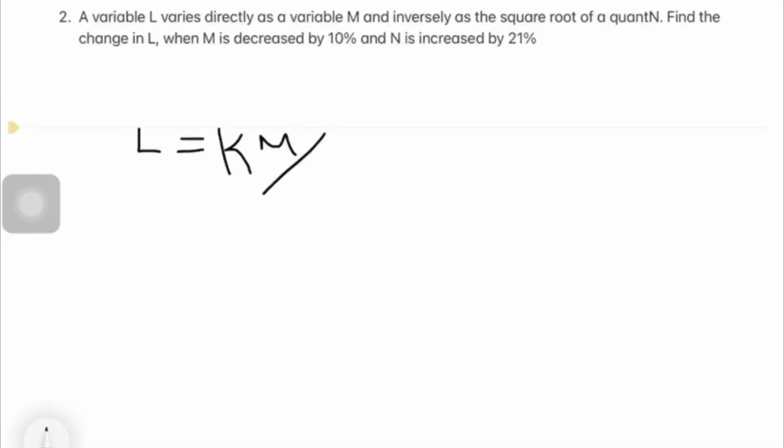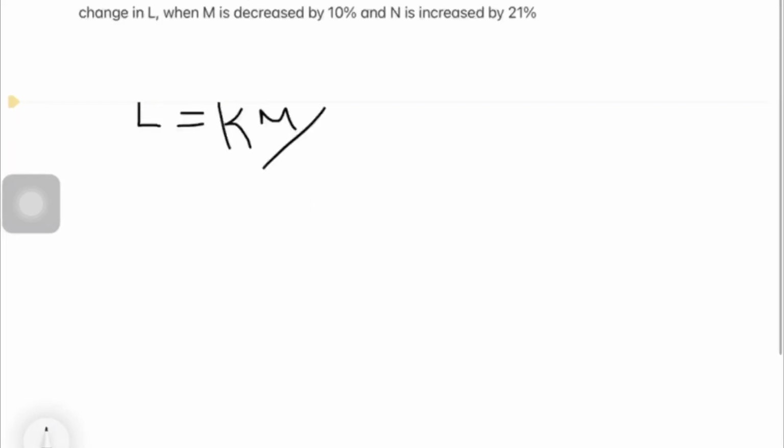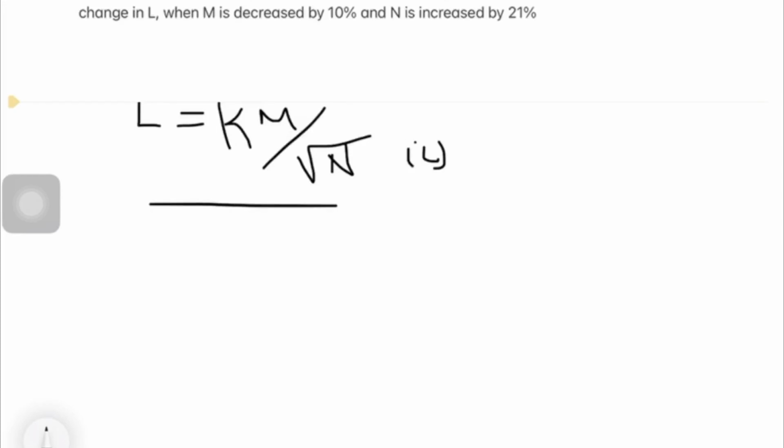So you have to have your first variable then divided by something, inverse, all right? So inversely as the square root of quantity N. And then from there, I think it will be easy. So let's read the question and understand what it requires us to do. We are required to find the change in L when M is decreased by 10% and N is increased by 21%. So let's assume this is our equation 1.